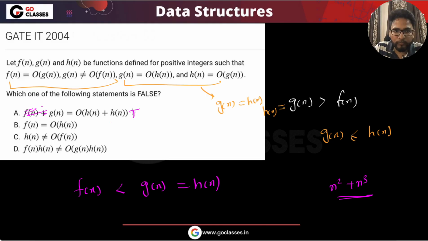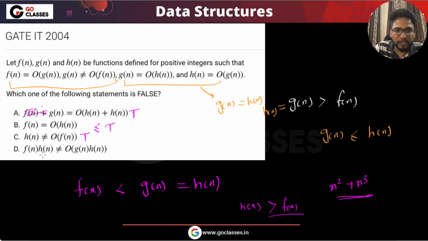So A is true. What about B? Option B is saying F(n) is lesser than or equal to H(n). Yes, this is also true. What about this? They are saying H(n) is not lesser than or equal to F(n), which means H(n) is greater than F(n). Yes, this is also true.